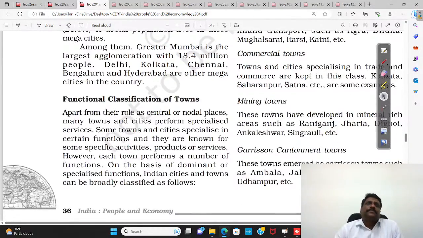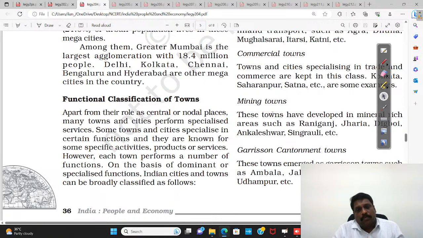Number one, it says at least 75 percent of the male working population should be engaged in non-agricultural activity. At least more than 75 percent of the male working population, not everybody, male working population, should be engaged in non-agricultural activity. You call them an urban area.